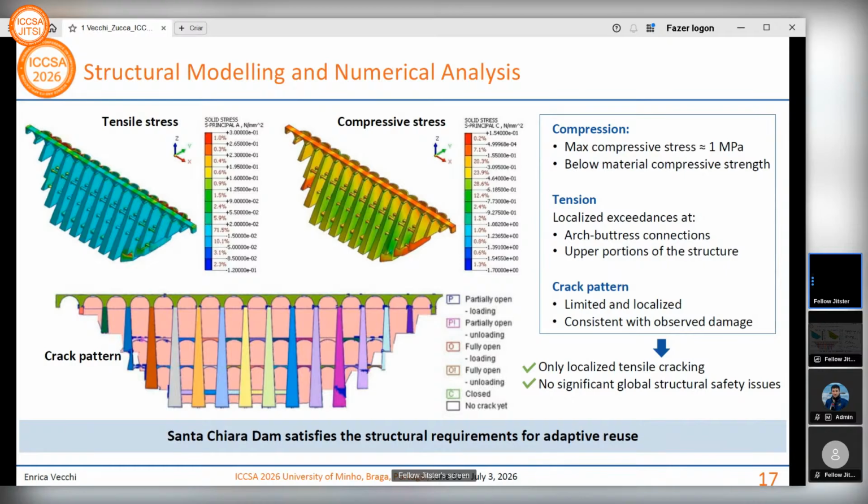As concerns the tensile stresses, most of the structure, as you can see from the left figure, remains below the tensile resistance of the masonry, and we have only some localized areas, mainly near the arch to abutment connections and in the upper portion of the dam, which exceed the tensile strength. The most important result of this analysis, maybe, is that the predicted cracks correspond to the result of the numerical analysis, highlighting the importance of this kind of study.